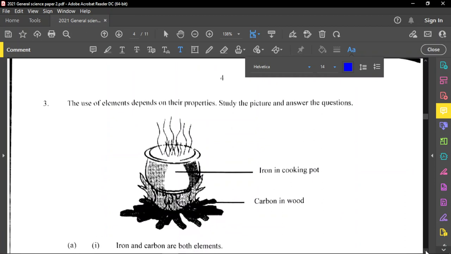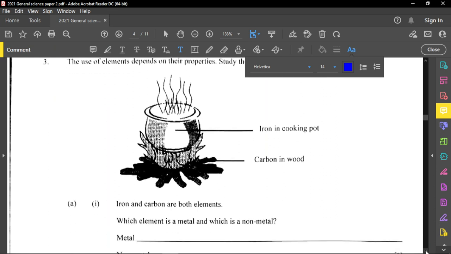But question number three, and we are halfway through. It said the use of elements depends on their properties. Study the picture and answer the questions. So here we have iron in a cooking pot. So this is iron. The pot is made up of iron.